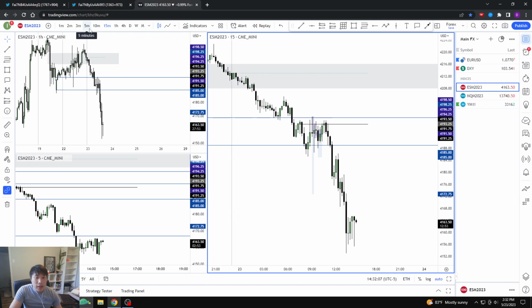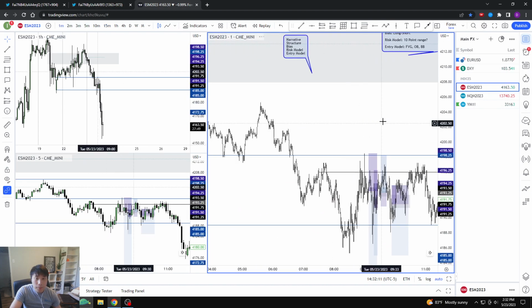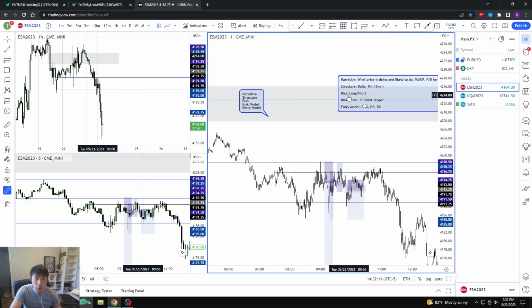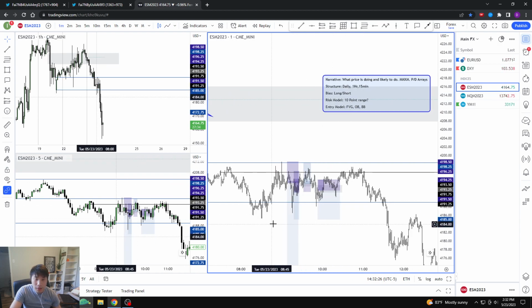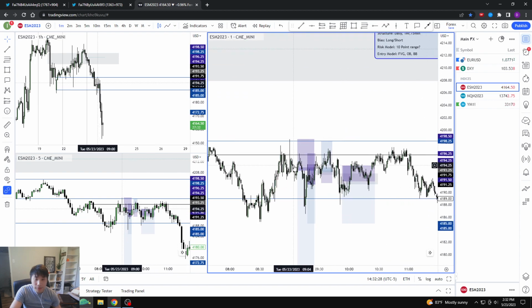And so I would look to enter short because my bias, because my narrative is short, market maker sell model. Structure is bearish on the 1 hour, 15 minute intraday. My bias is short. Risk model, 10-point range. Does it allow me a 10-point range? Yes.